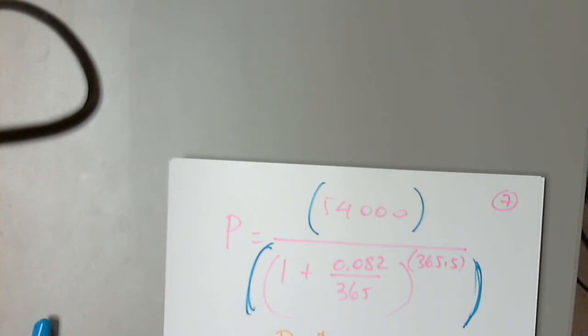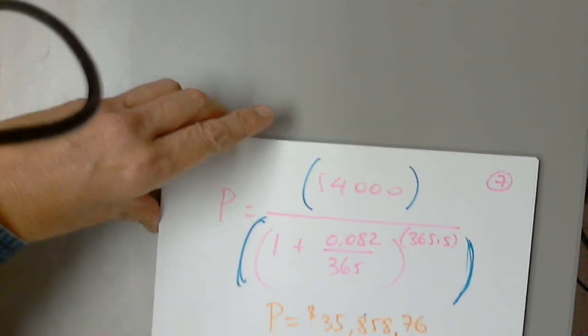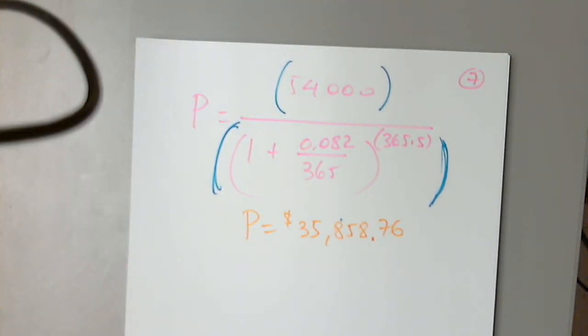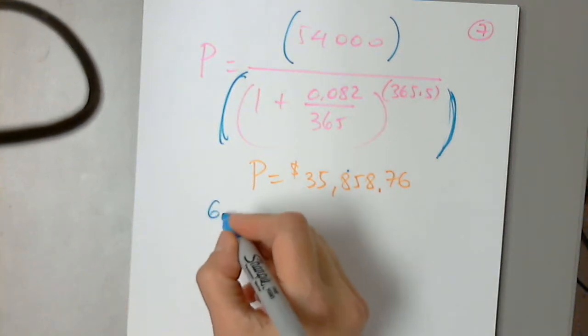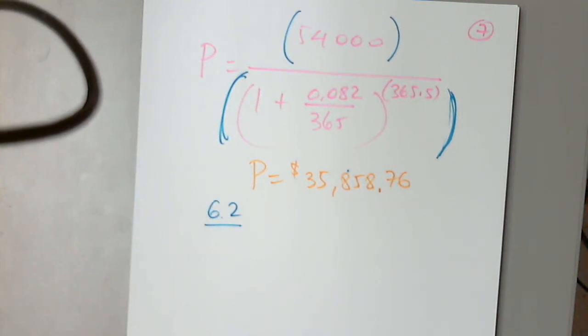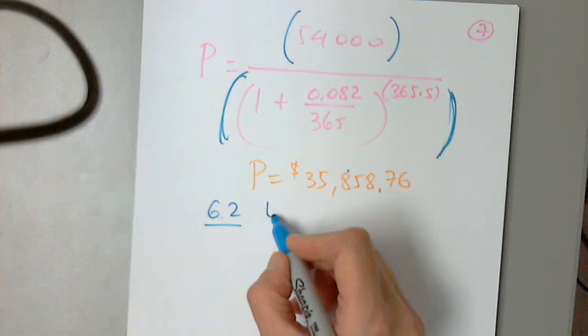We looked at the graphs of exponential functions, and I would like to remind you of those graphs and then look at some problems. So we are still in 6.2, exponential function.